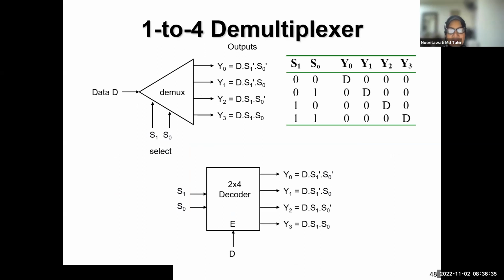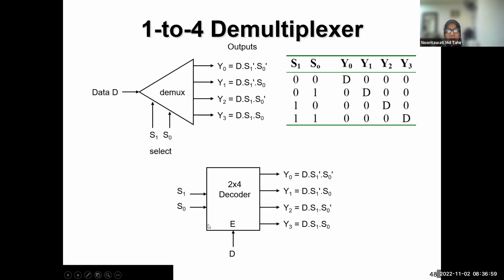So it has a 1 to 4 demux, which means there is one input, and which output is activated depends on the select line. That depends on the value of the select line.